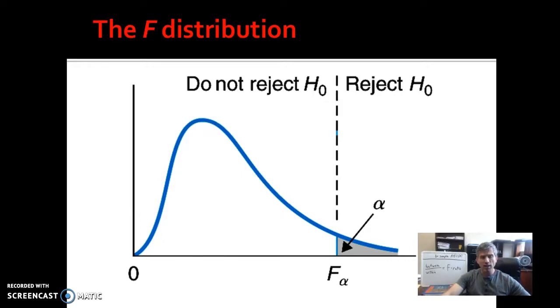Normal curve and T distribution were both symmetrical. This has a different shape. What shape does it have? It is positively skewed. Notice we have a tail going off here to the right.